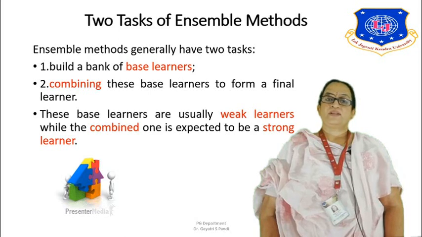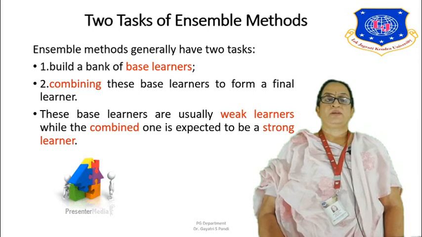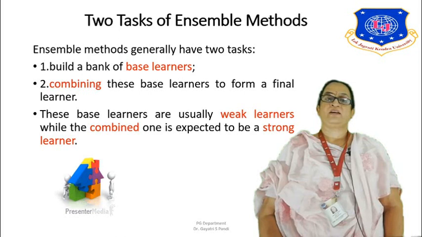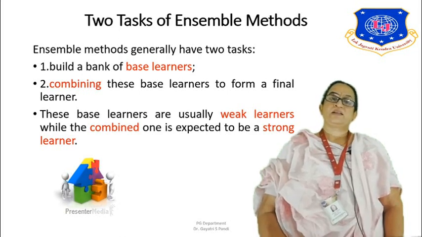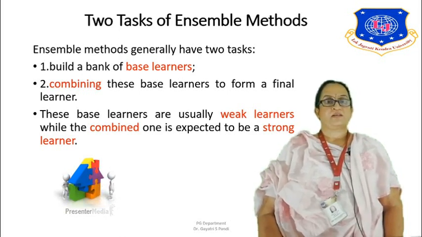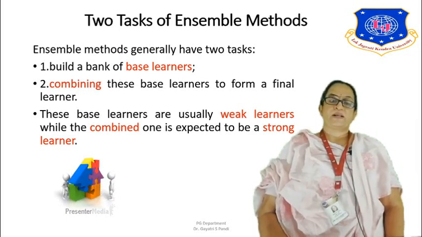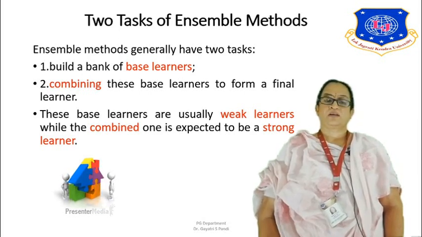Now, the two tasks of ensemble methods are basically: you try to build a bank of base learners, right? So we saw the basic inputs, the basic models that are given to the ensemble technique, are called base learners. And then you try to combine these base learners to form a final learner, right? These base learners are usually weak learners. When they are considered singly, they are weak base learners. When they combine together, what they expect is a strong learner. So the combined ensemble solution gives a stronger learner.